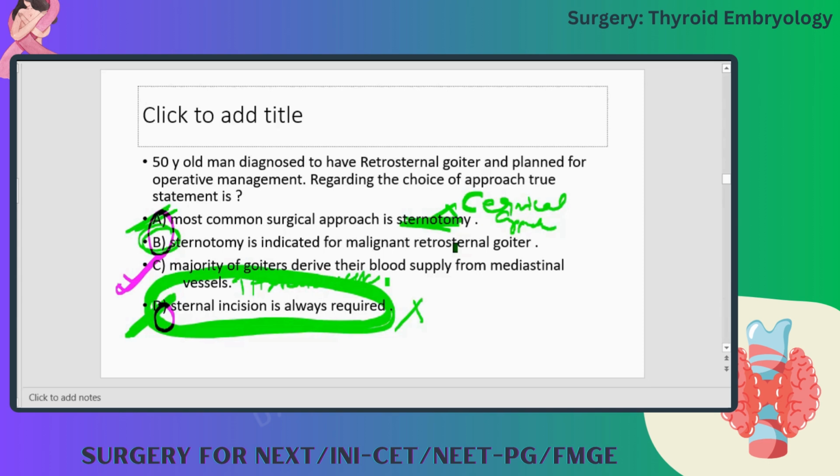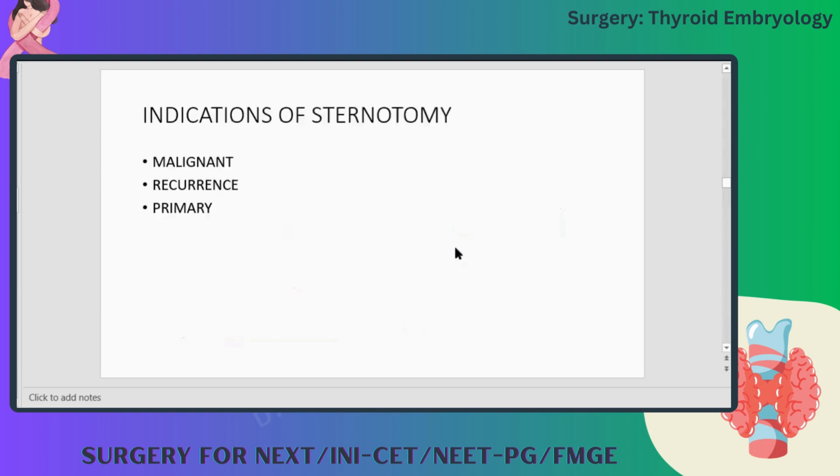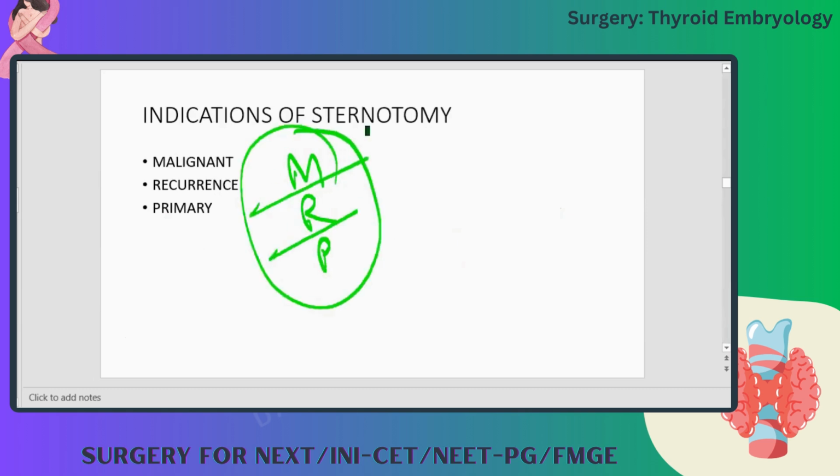So primary, malignancy, and ectopic. MRP: malignancy, recurrence, and primary. These are the indications of sternotomy. Otherwise, no need of sternotomy. The approach is cervical.